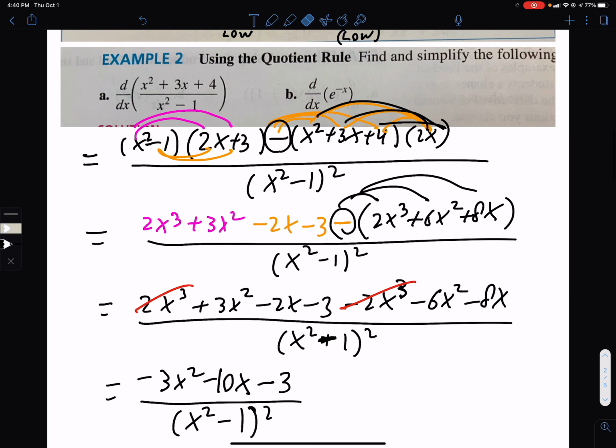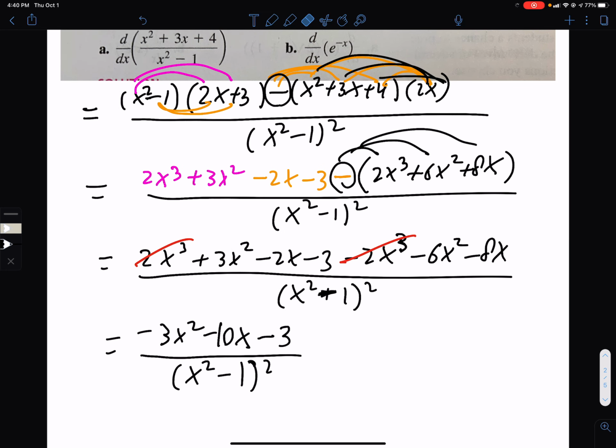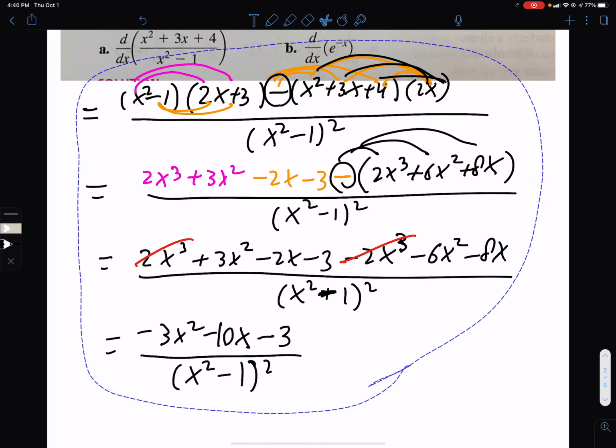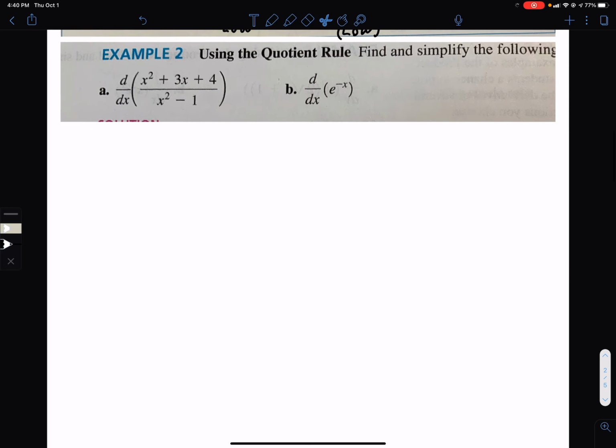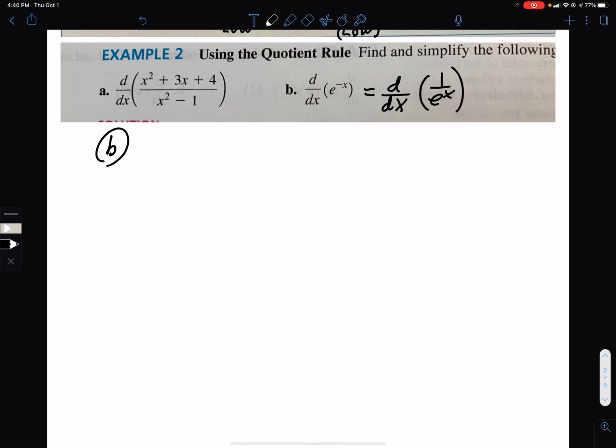Let's do example B because I like example B better. You can pause this and you can erase things as needed, but I am going to clear this out and start with B. And you might look at B and say, that's not a quotient. How do I use the quotient rule? Remember, this can be rewritten because of the negative exponent. You move it to the bottom. It becomes 1 over e to the x. Now you have a high and a low. This is the high, this is the low.